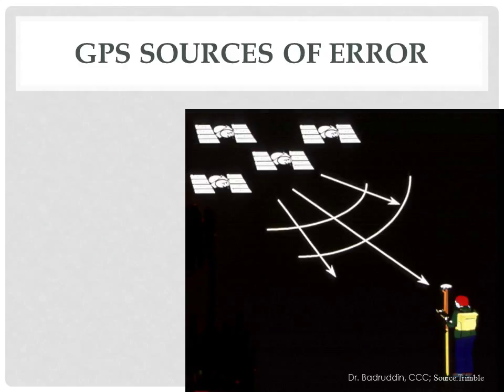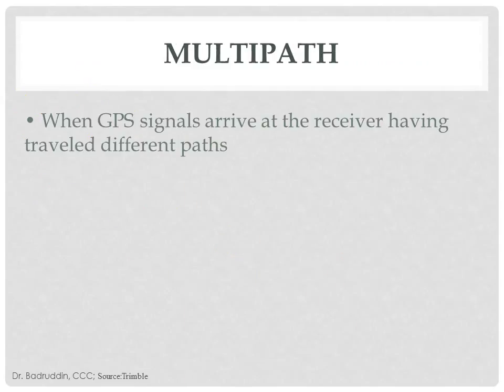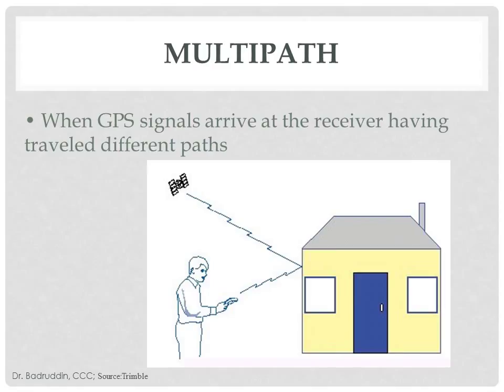When we look at sources of error, there are three major categories you need to be aware of. The first is multipath errors, then PDOP errors, and then SNR, or signal-to-noise ratio errors. Multipath errors occur when GPS signals arrive at the receiver having traveled different paths. Here's a good example. The interference of a building or large object, or a surface near the receiver, can cause a multipath error.